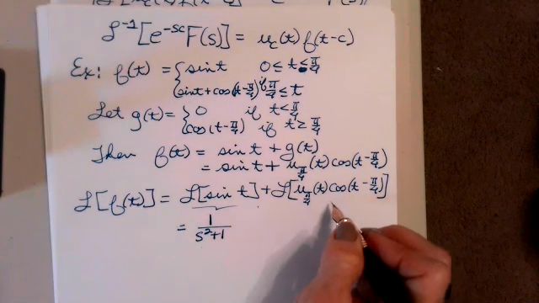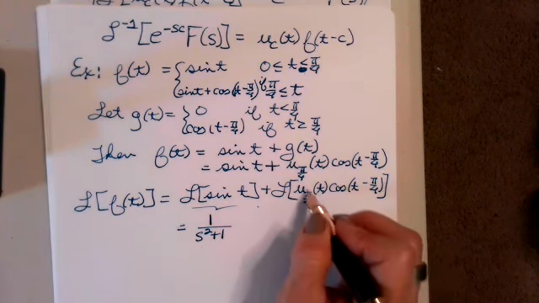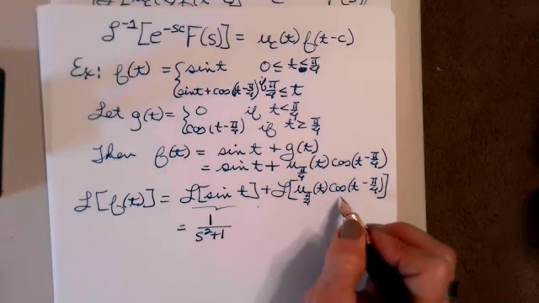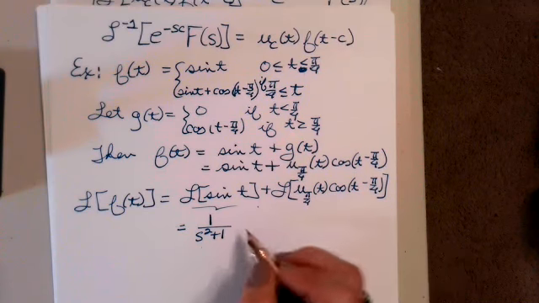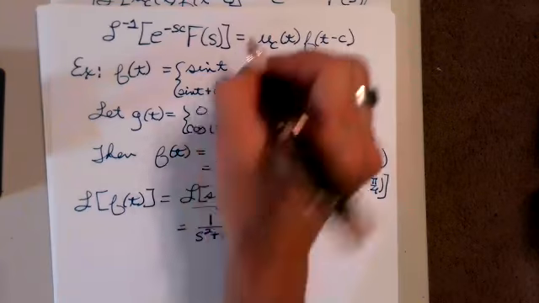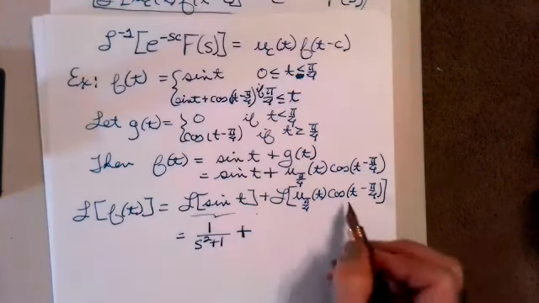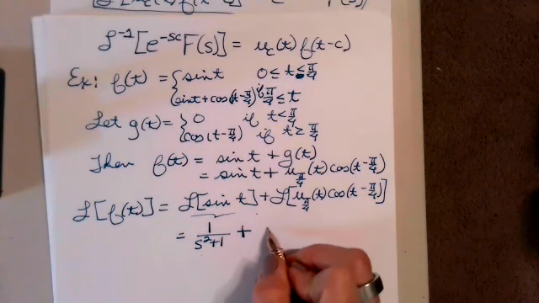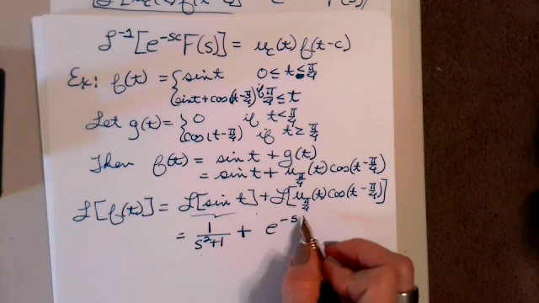This one you don't find on the chart. What you do find on the chart is u sub c of t times f of t minus c. And so what does it tell you? That is the Laplace transform theorem that we just had. It says if you have u sub c of t times f of t minus c, then the Laplace transform of that is e to the minus s times c, but our c here is pi over 4.